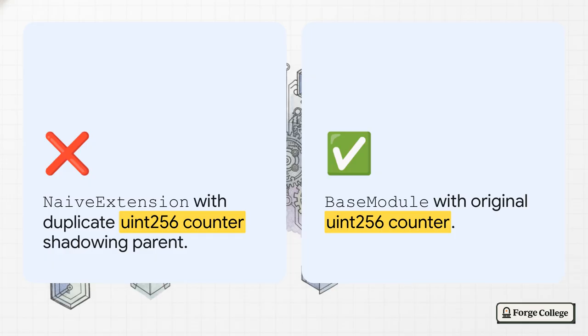It redeclares that exact same counter variable. In Solidity, doing this creates a completely separate storage slot that shadows the parent contract. Suddenly, your getter function returns a highly misleading value, and your expected math progression is totally ruined.